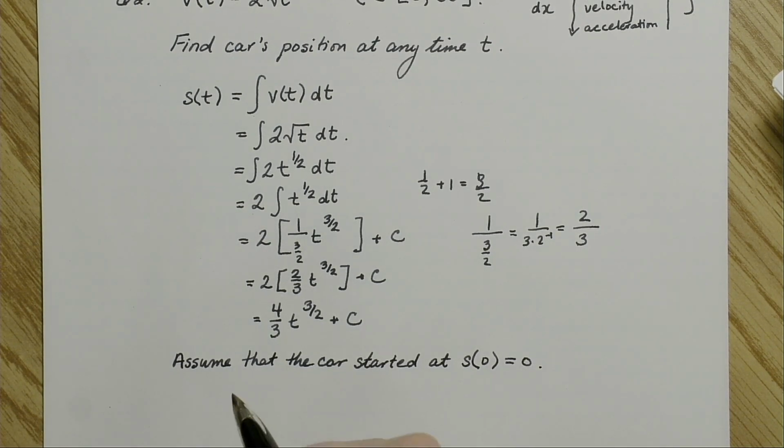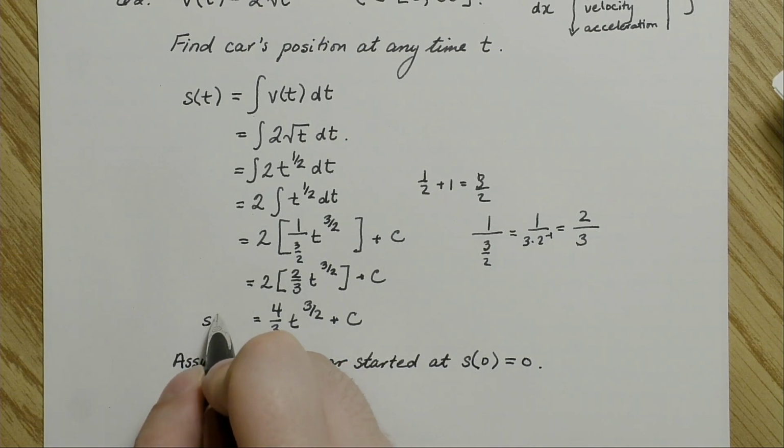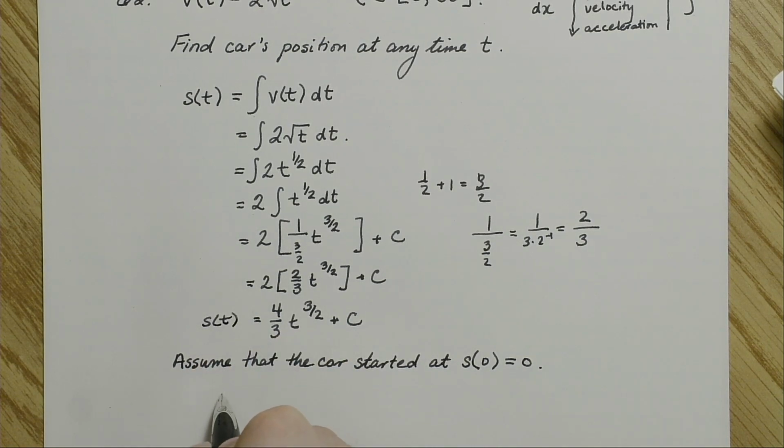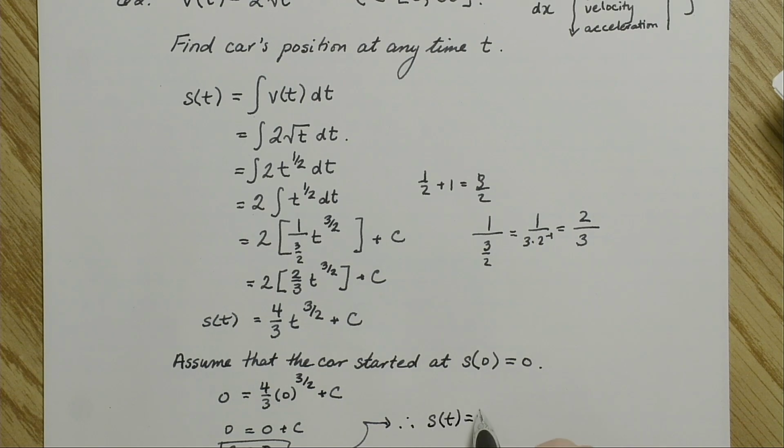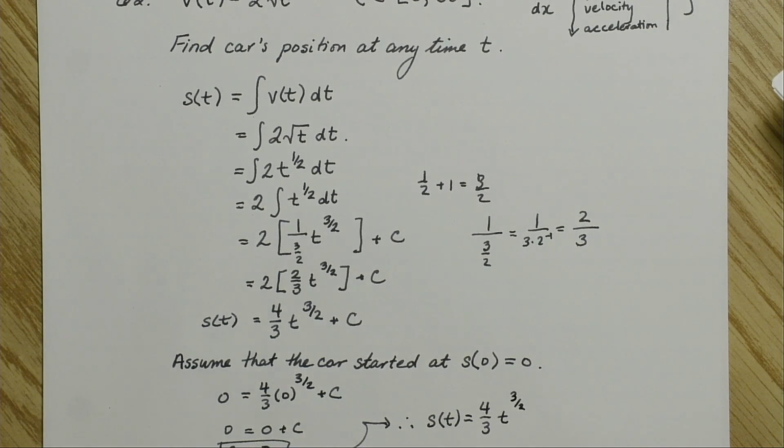So in that case, we've got S of t right here. So we plug that in. 0 equals 4/3 of 0 to the 3/2 plus c. That equals 0. So c is equal to 0. And therefore, the position function is equal to 4/3 t to the 3/2 plus 0. So there it is.